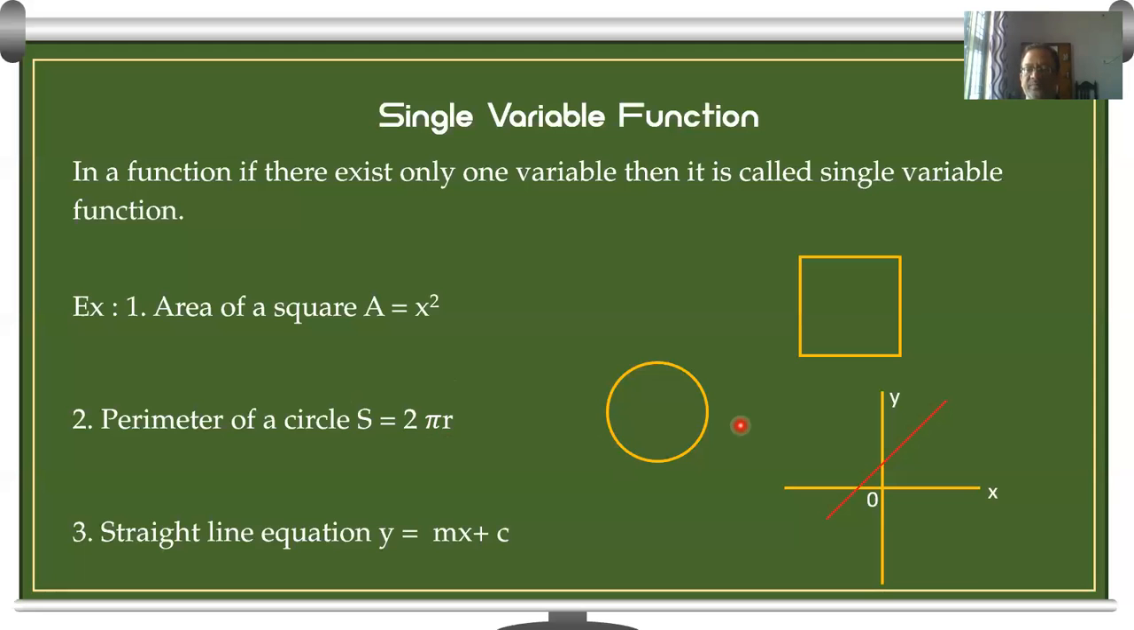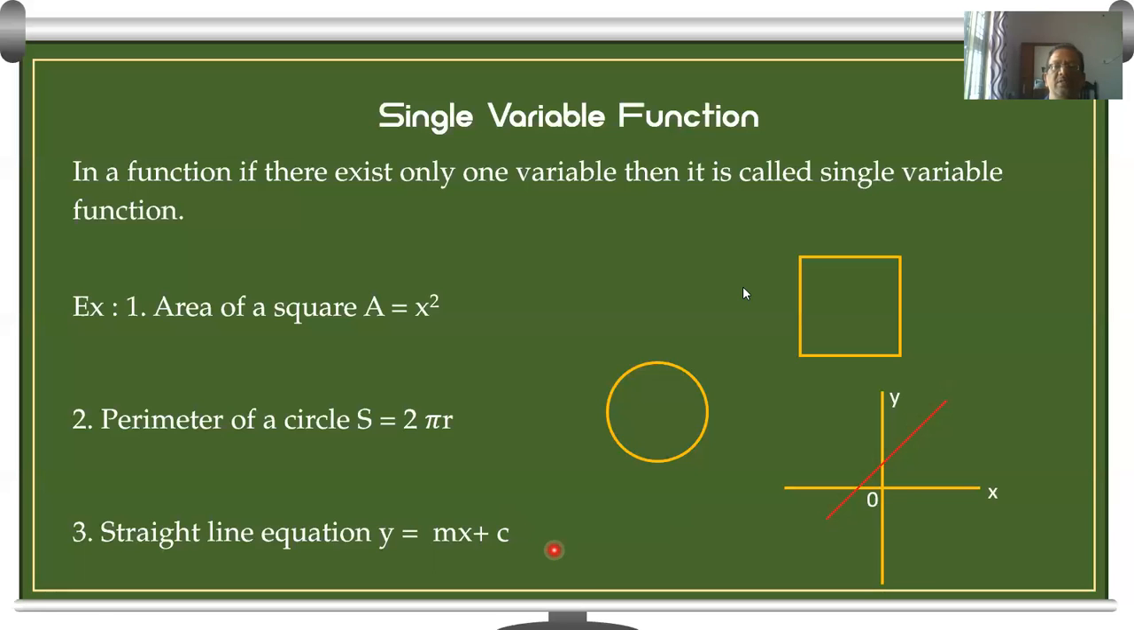And one more point, the straight line general equation y equal to mx plus c. If we observe the equation, there is only one variable, that is x, and m and c are constant values. Here c is the y-intercept value, and m is the slope with the x-axis. There is no change, they are fixed. But the x value is different. Therefore y equal to mx plus c is also a single variable function.